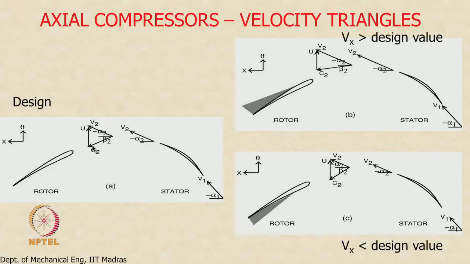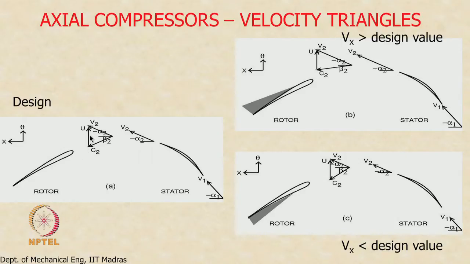So here you see that the velocity vector C2 is tangential to the blade surface. That is all this does. This is under design operating condition. Because the flow is incident tangentially, there is no flow separation, and the compressor operates at the design operating condition. This is what we saw yesterday.